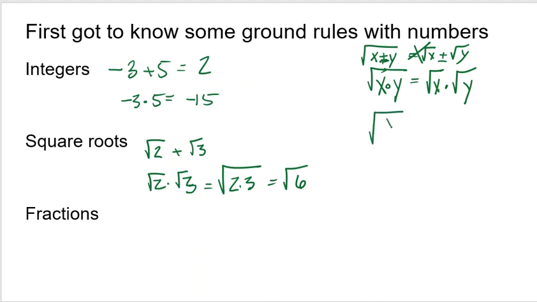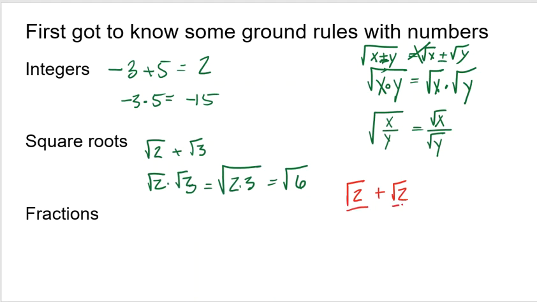Now, division is kind of like multiplication. So if you have the square root of x divided by y, you could separate that as the square root of x divided by the square root of y. Okay, that makes sense. Now, again, continuing on with understanding square roots, if the square roots are the same, like if you have the square root of 2 plus the square root of 2, well, that's like having 2 apples.